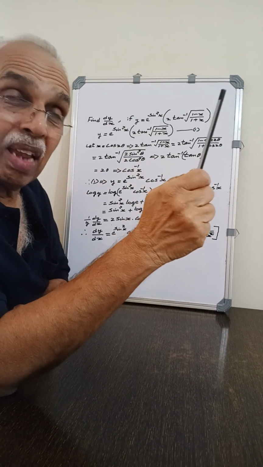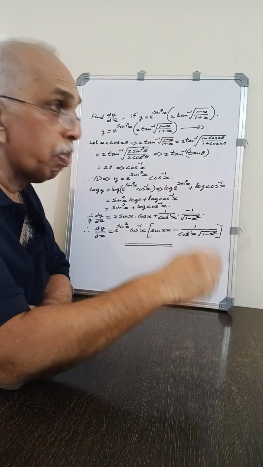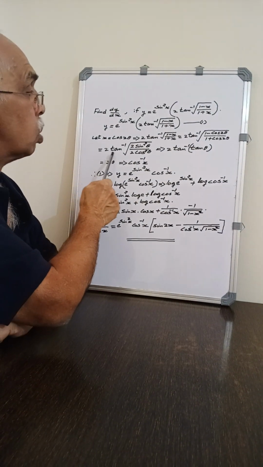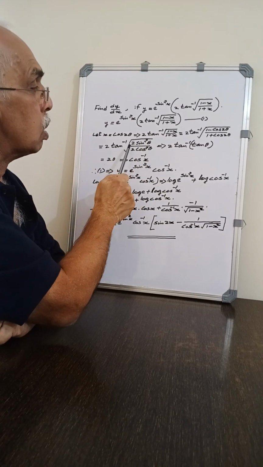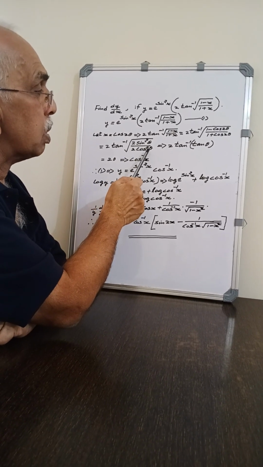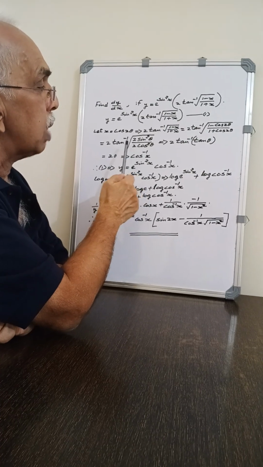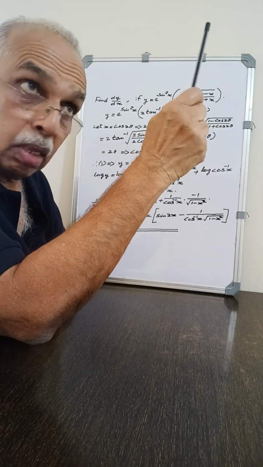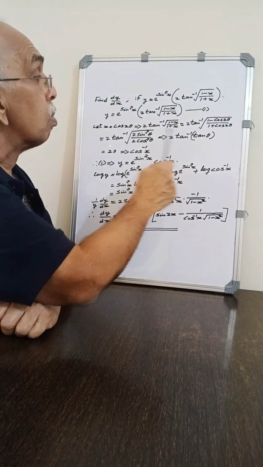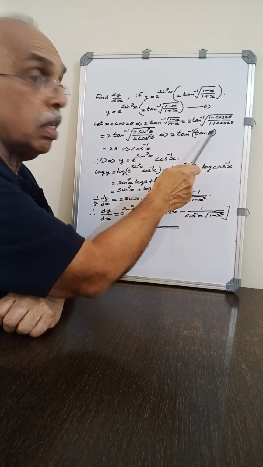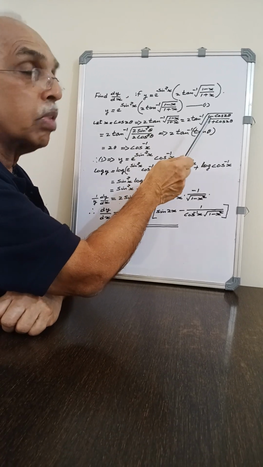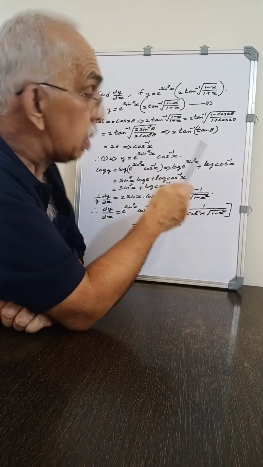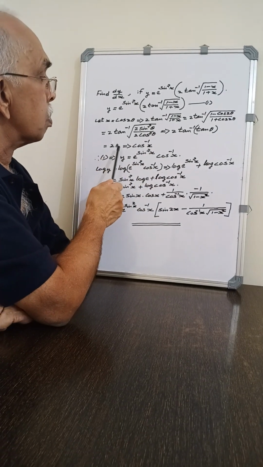1 minus cos 2 theta results in 2 sin square theta and 1 plus cos 2 theta results in 2 cos square theta. Therefore, we get 2 tan inverse root of 2 sin square theta by 2 cos square theta. 2 and 2 cancel. Therefore, root of sin square theta by cos square theta equals root of tan square theta. Therefore, when the root is eliminated we get tan theta. That is 2 tan inverse tan theta. Tan inverse and tan cancel here. Therefore, we get 2 theta.